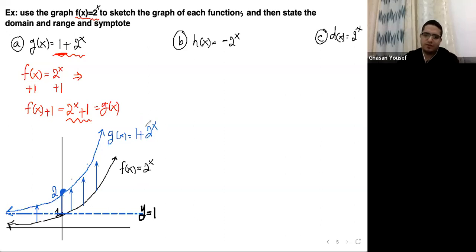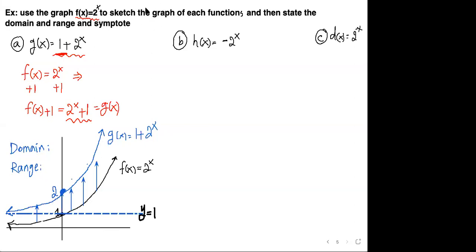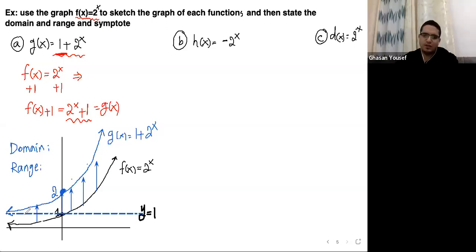What is the domain for this function? And also, what is the range? The domain: what x values do we use for this function to graph the blue curve? All real numbers. We use them to graph the blue curve. So it's R, exactly. So the answer is R.